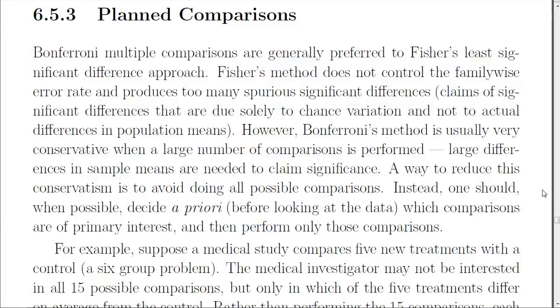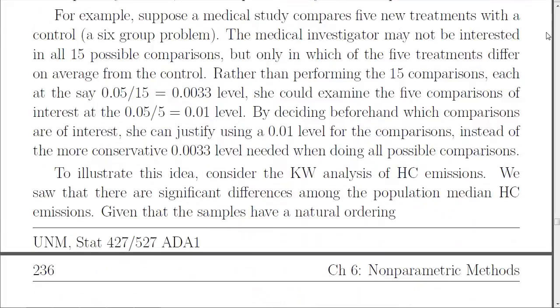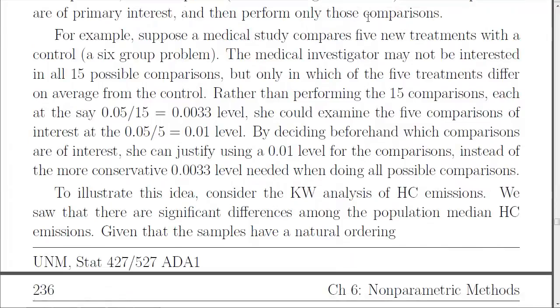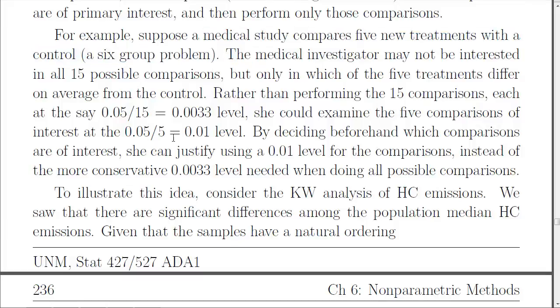So whenever you have actual a priori planned comparisons beforehand, you should always use those in favor of the blind compare-everything strategy. All right. The example I gave is exactly what is done here. Okay, so controlling for 15 comparisons gives an alpha level of 0.003, but if you just do the 5, you get 0.01. Okay.